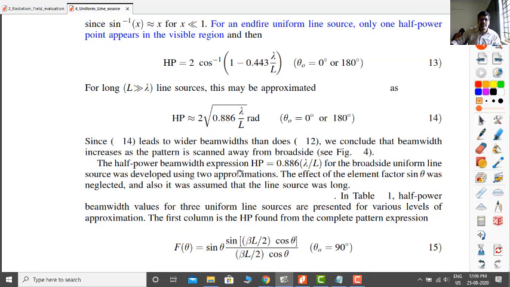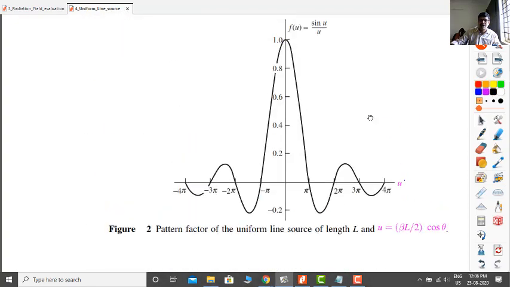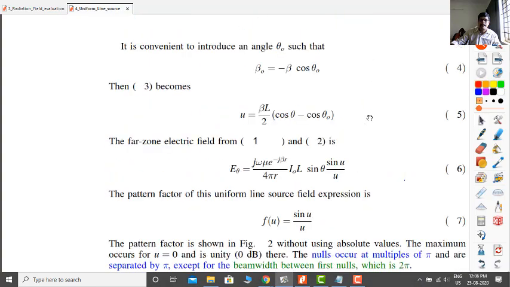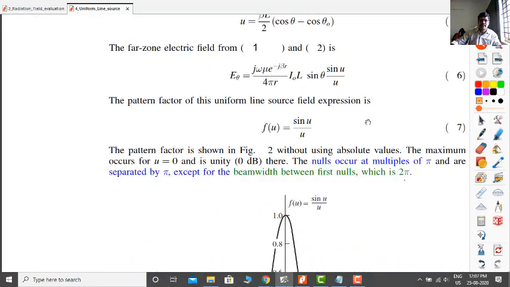Now, the half power beam width expression HP equals 0.886 lambda by L for broadside uniform line source was developed using two approximations. The effect of the element factor sin theta was neglected, and also it was assumed that the line source was long. So, here what we did is we have neglected the sin theta part of the f of theta. Actually, the f of theta has two trigonometric functions, as I told you earlier.